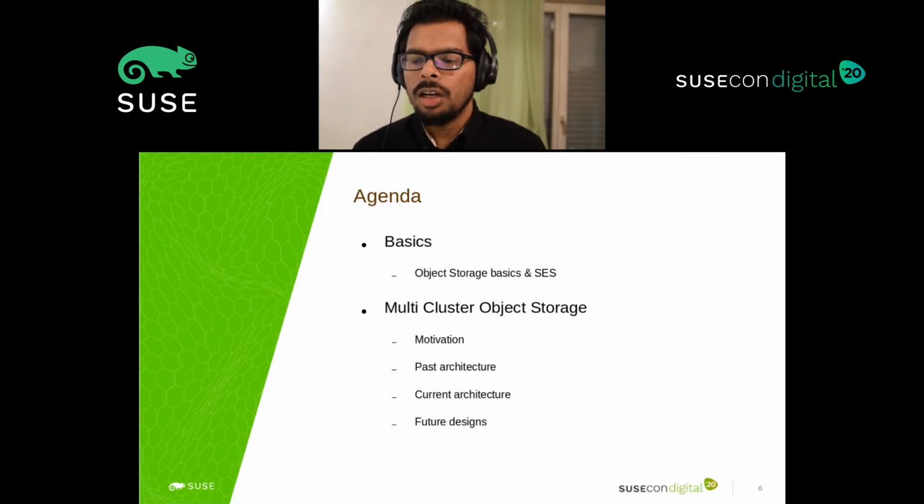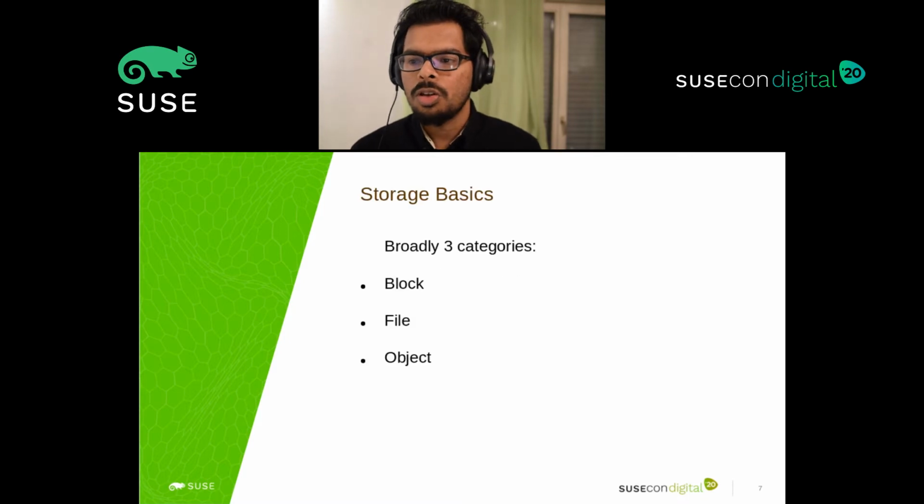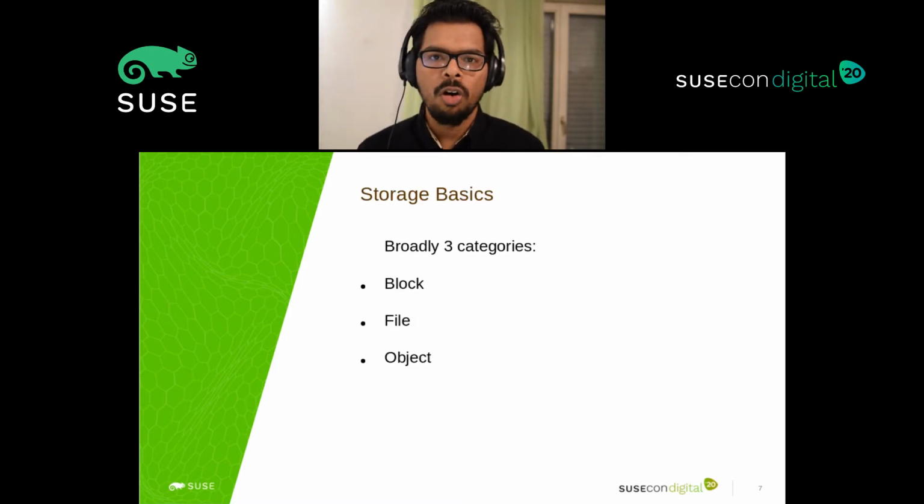First, we get into the storage basics. So, storage is basically three categories. You have block storage, you have object storage, and then you have file system.